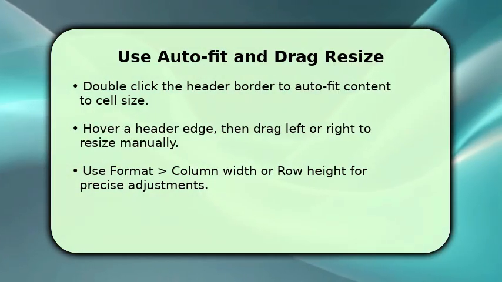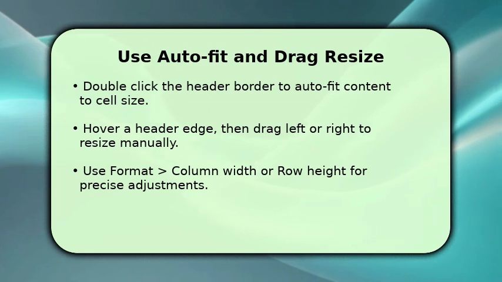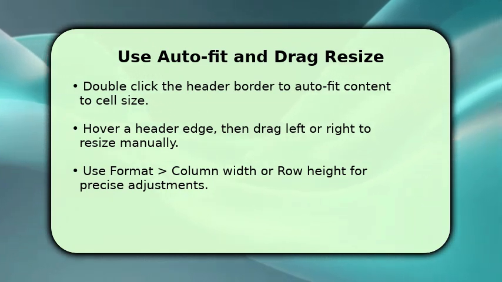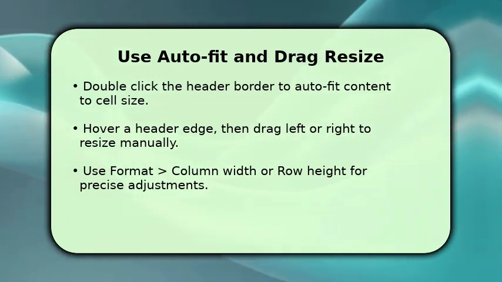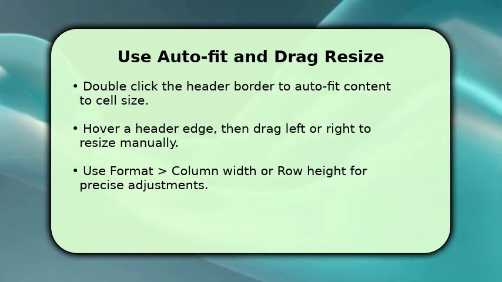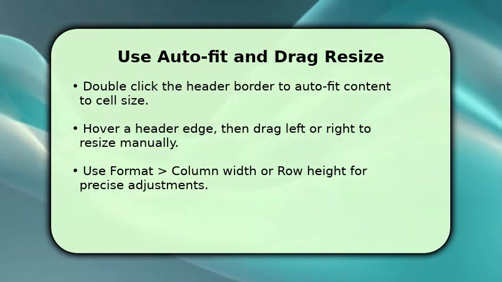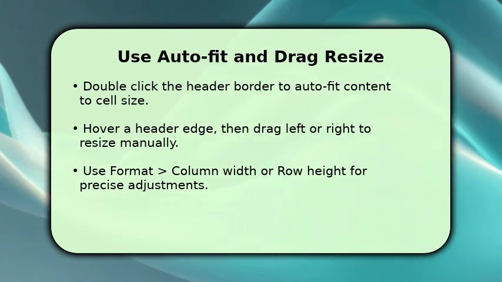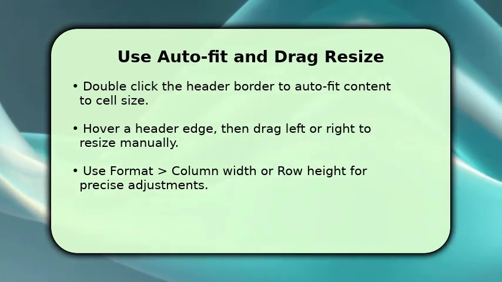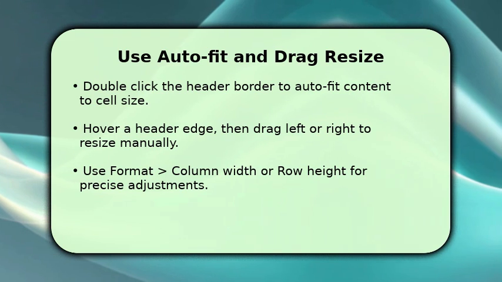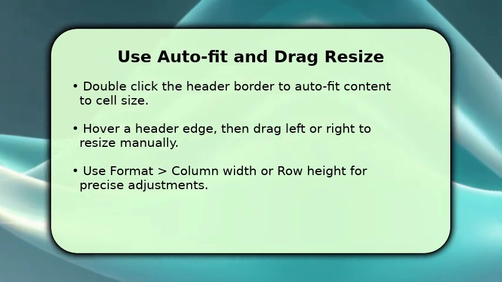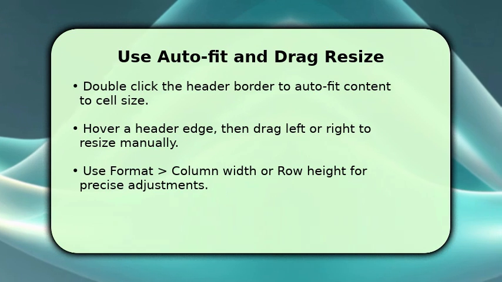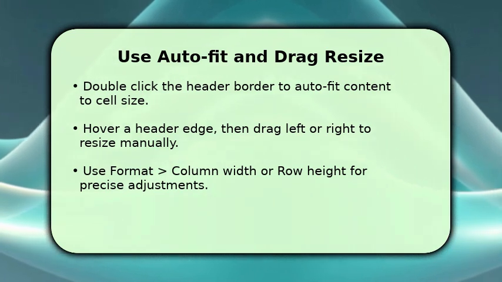To auto-fit content, hover the header border and double-click the edge to size to content automatically. For manual control, hover a header edge, then click and drag left or right to change width or up and down for height. You can also use the Format menu and choose column width or row height to enter pixel values directly. Combine auto-fit and manual dragging to achieve the best layout for text, numbers, and wrapped content.